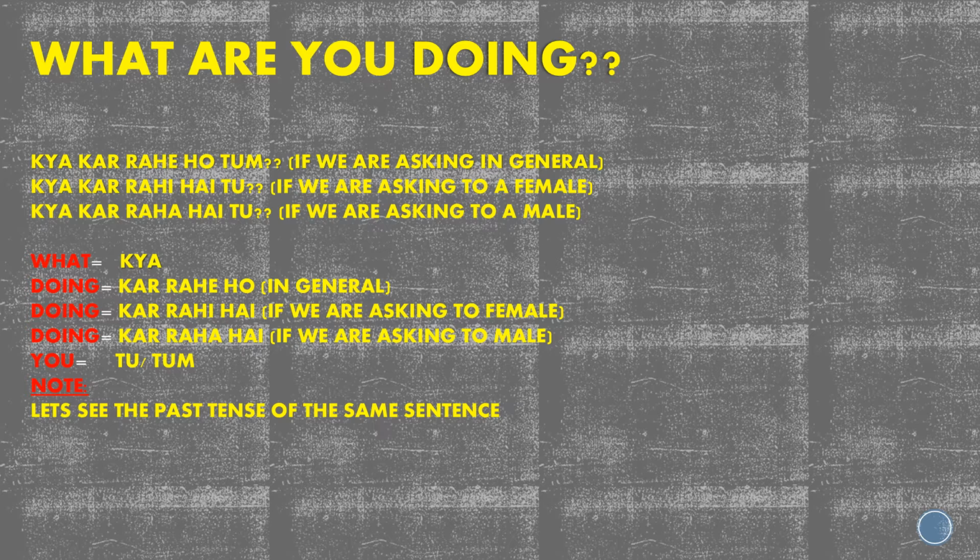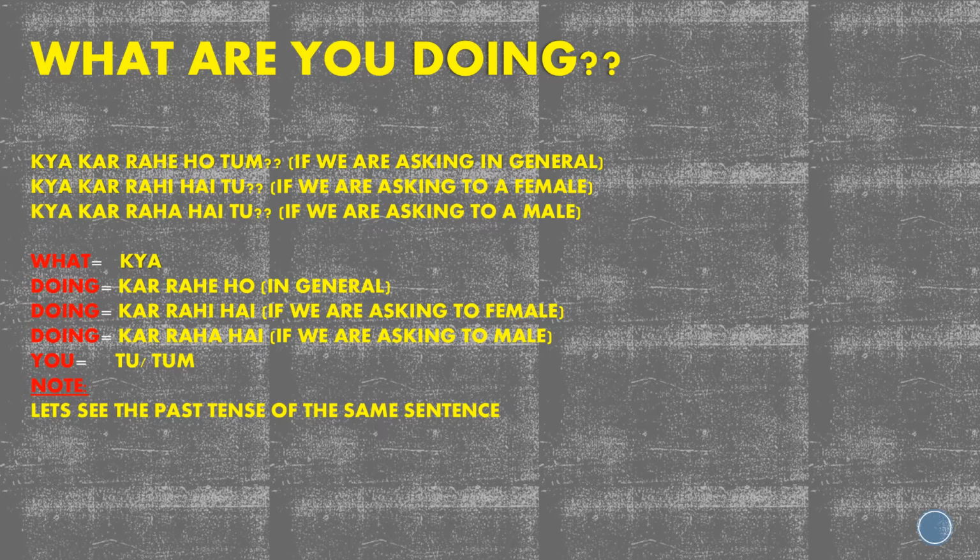This is the first lesson and the first phrase, what are you doing? You can see there are three answers I have written. The first one I have written as in general. This is regardless of the gender, whether it is male or female. For example, if we are asking a male or female, regardless we can say क्या कर रहे हो तुम, क्या कर रहे हो तुम.